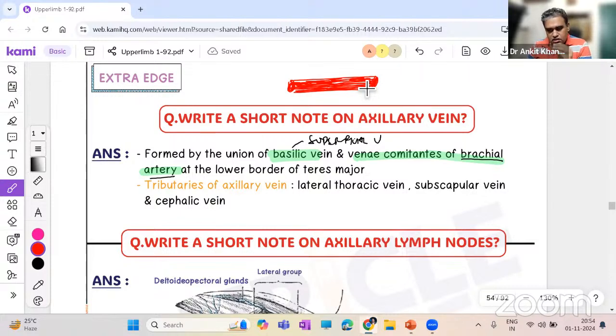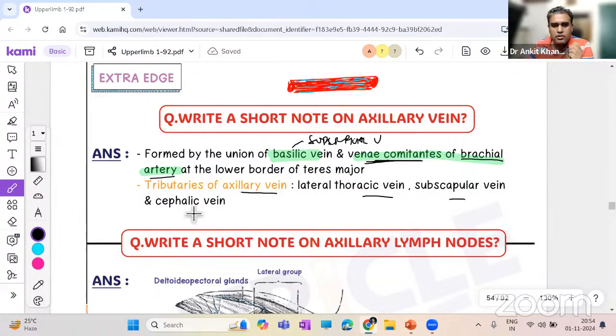But in the beginning, when you're looking at an artery, it won't appear totally white. Why? Because it will be surrounded by small veins which will appear dark blue in color, and these are the ones known as venae comitantes. So the axillary vein is formed by a combination of the basilic vein and these small veins surrounding the brachial artery.